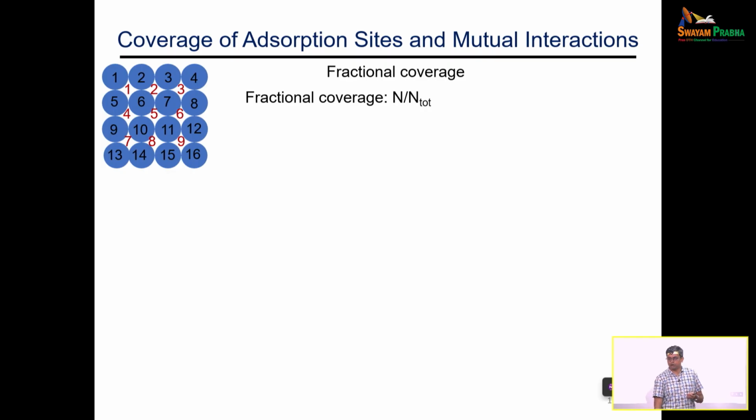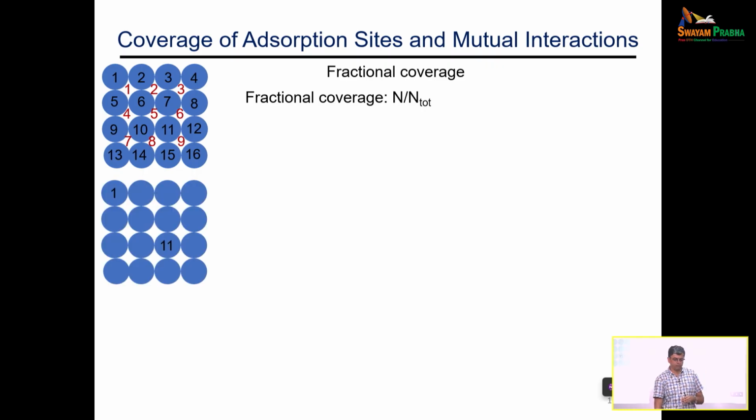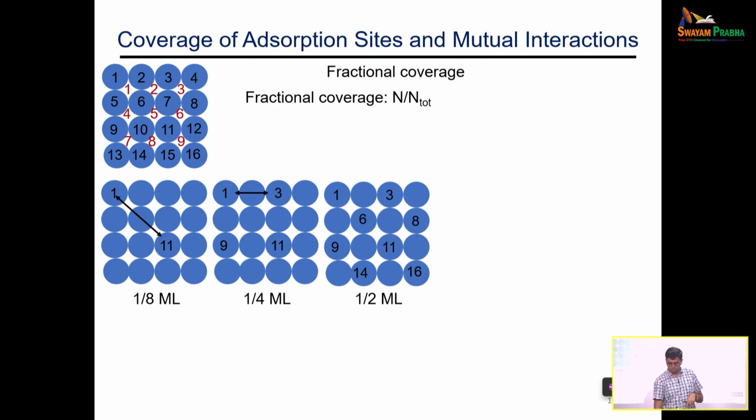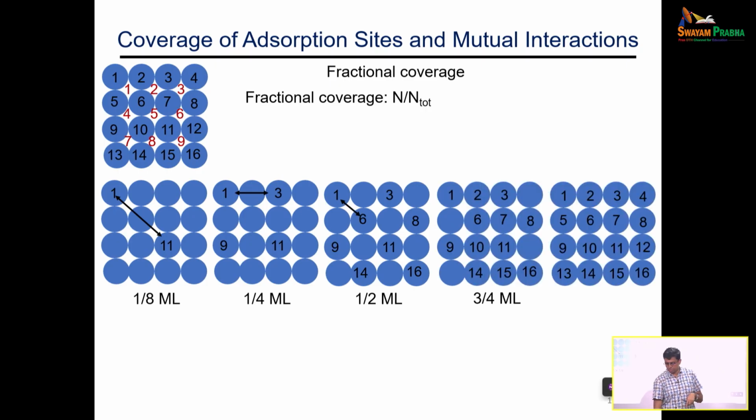Coverage is typically defined as how many of those sites are actually occupied with reference to what is actually available. So this is 2 of those occupied out of 16. So 1 by 8 is what is called a fractional coverage. This will be 4 out of 16, and in terms of a monolayer, it is 1 by 4. This is half, and if you have all of them, this is called 1 monolayer. If all the sites are occupied, that is called a monolayer adsorption.